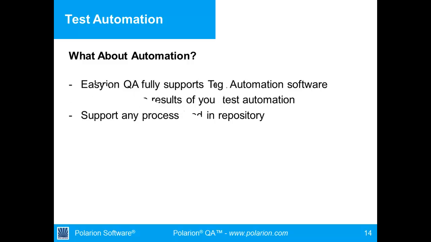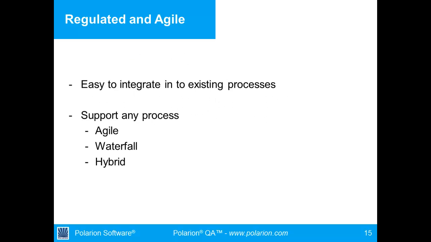Then we talked about regulated and agile. Chlorine QA is designed with the thought process of working within your environment rather than working within the software environment. What that means is that you get minimal interruption. Because it's highly customizable and flexible, you can define your user workflow. We can support pretty much any type of process. So whether you're using agile, waterfall, or, as most people use, some kind of hybrid, we complement those processes.